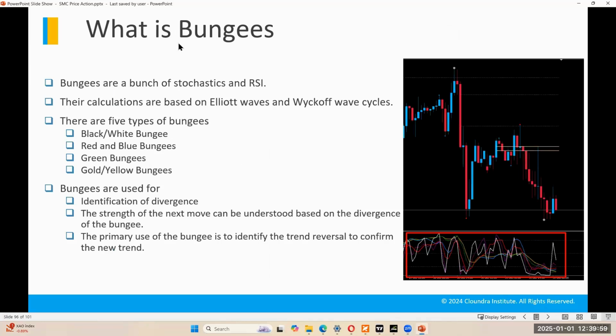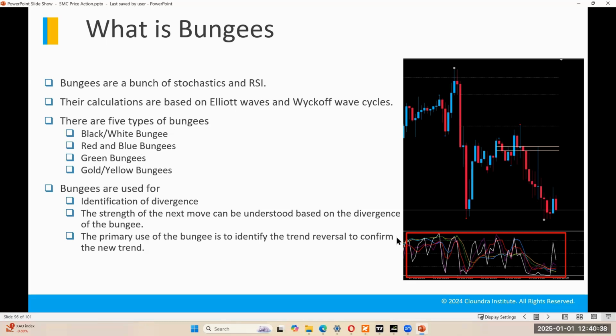So first of all, what are bungees? The bungees are a bunch of stochastics and RSI. They are calculated differently. They have slightly different ways of arriving at those lines and the upper and reversal zone. Their calculation is based on the Elliott wave and the Wyckoff wave cycles. There are five types of bungees: black and white bungees. Black is on the white background and white is on the black background, and they call it a black bungee. You can see here, this is our black bungee, this white color.